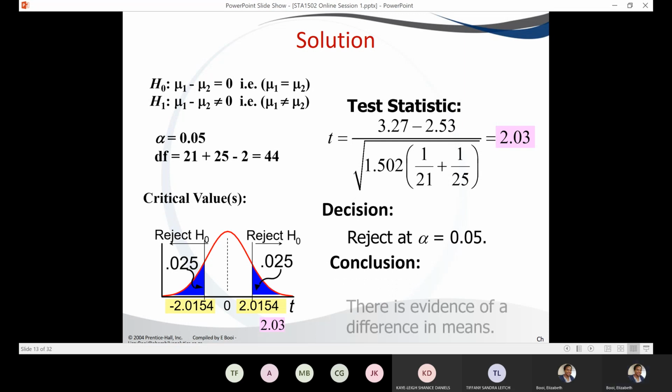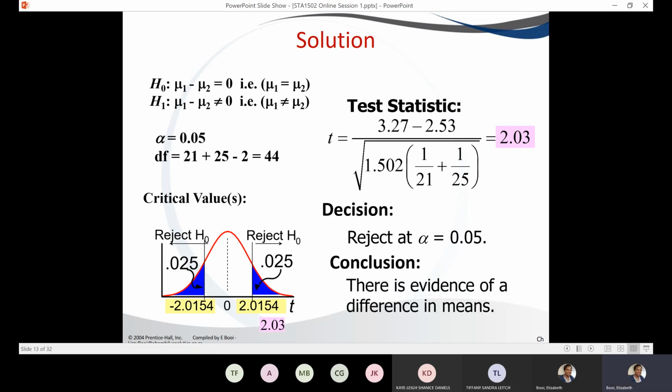because there is enough evidence that shows that your test statistic is greater than your critical value. Therefore, we are rejecting the null hypothesis that states that the mean of population 1 is equal to the mean of population 2. So it means the means are different. And that's how you make the decision.